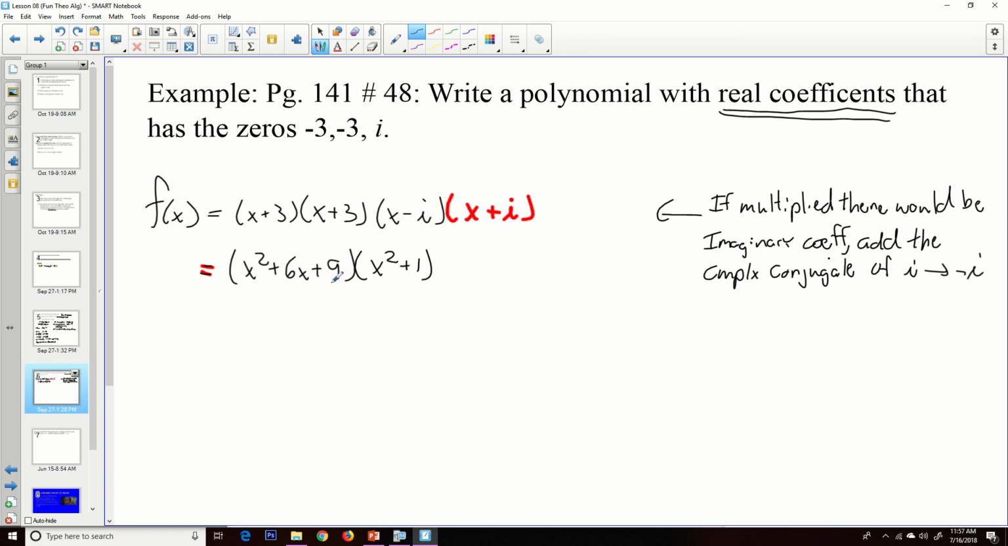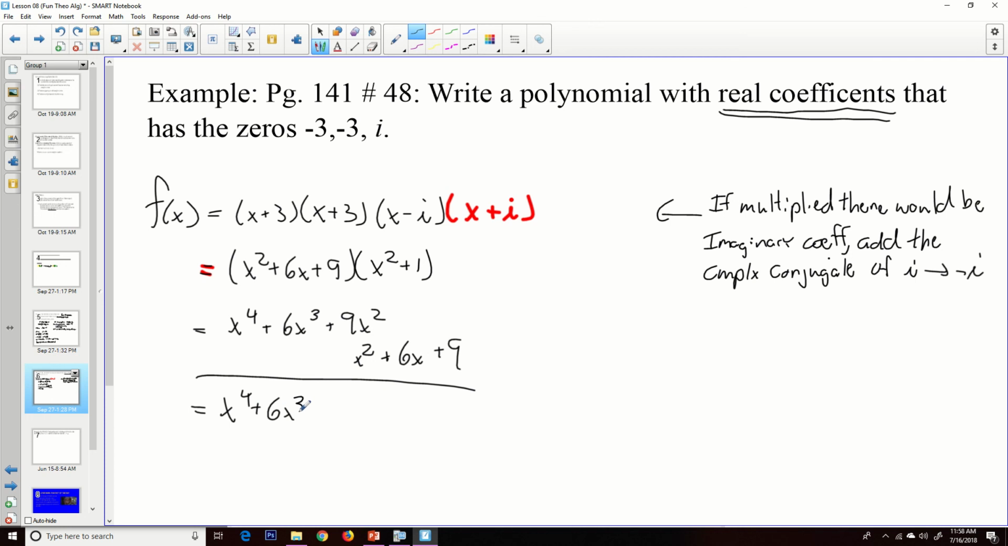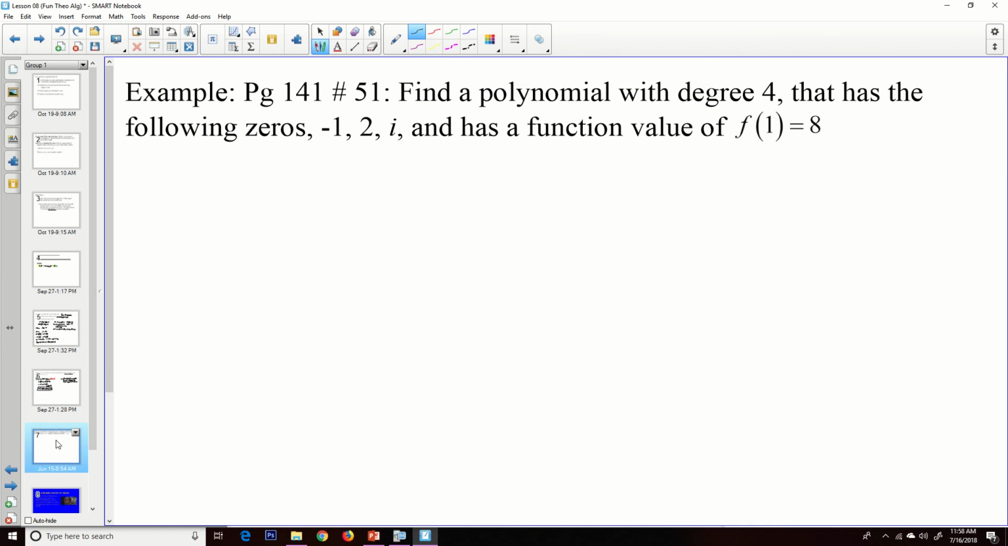And so if I want to multiply these out, we'll be stacking again. So x squared times x squared is x to the 4th. 6x times x squared will be 6x to the 3rd, and 9 times x squared will be 9x squared. And then x squared times 1 would just be x squared. 6x times 1 is 6x, and then 9 times 1 is 9, giving us x to the 4th plus 6x to the 3rd plus 10x squared plus 6x plus 9. And that looks like a polynomial that has all real coefficients. So we're good there.